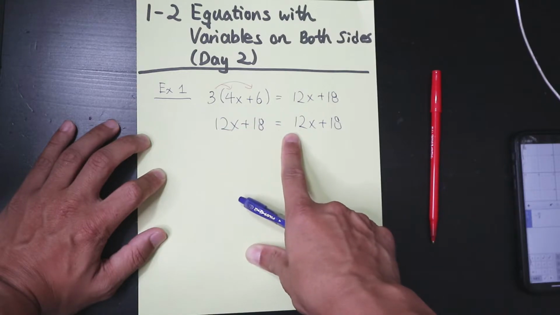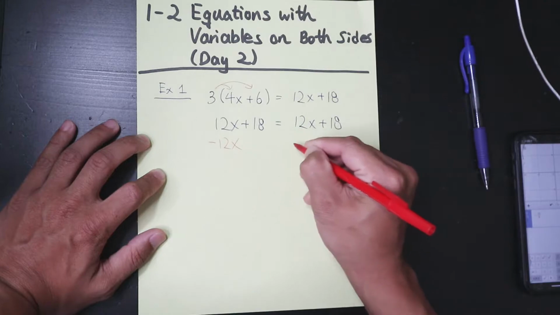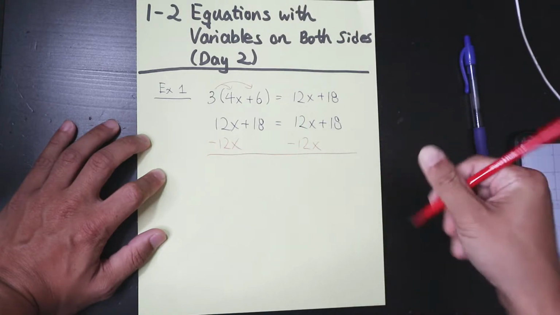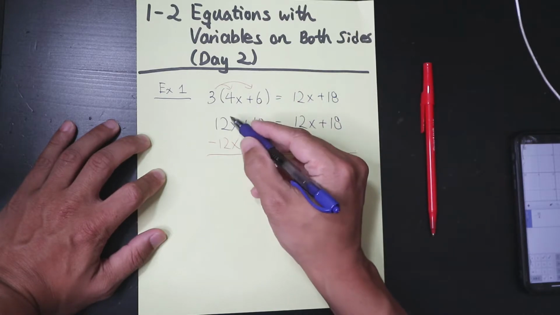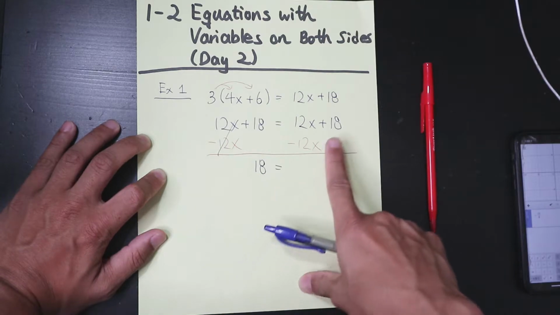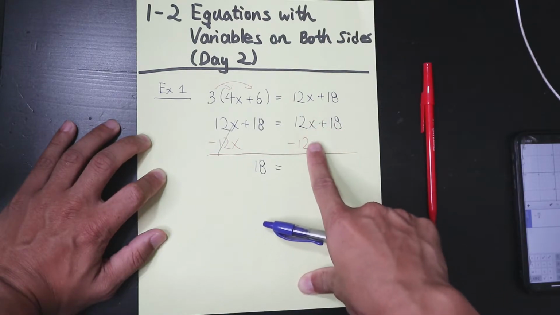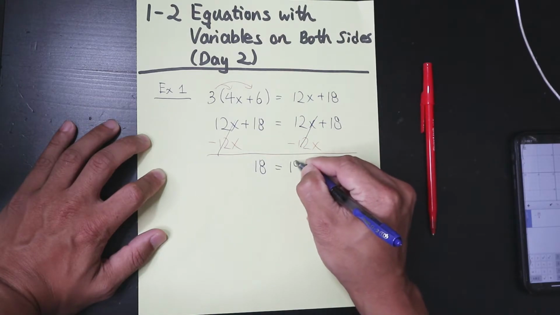They're both the same number. So you have no other choices but to subtract 12x on both sides like this. When you subtract 12x on both sides, these cancel out, it's gone, so you're left with 18 on the left of the equal sign. And then on the right side, once you subtract, these are also gone, and you're also left with 18 here.